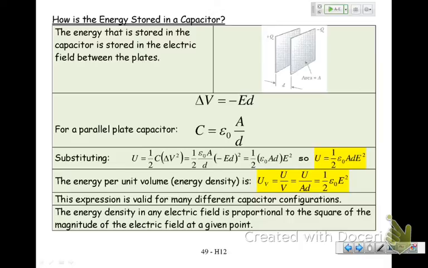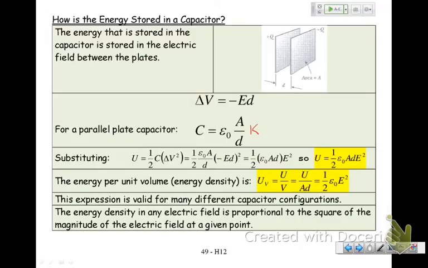Okay. So we say that, all right, there's energy, so how is it stored? It's stored in terms of the electric field. That's what you're creating. So we say energy that is stored in the capacitor is stored in the electric field between the plates. Delta V equals minus ED. We did that last time. That's potential. And C equals epsilon naught A over D. I could have put the K in. It's just, let's keep life simple.